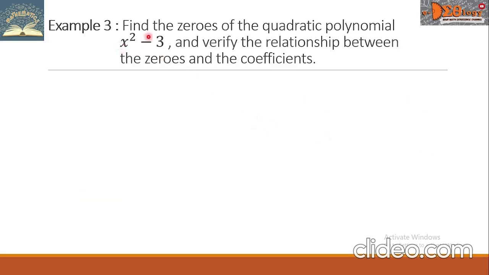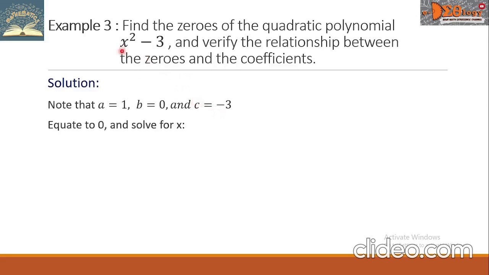Example 3. Find the zeros of the quadratic polynomial x squared minus 3 and verify the relationship between the zeros and the coefficients. Take note that the a value here is 1, b equals 0, there is no x variable, and c equals the constant negative 3. Now let us equate the polynomial to 0 and solve for x. So we have x squared minus 3 equals 0.